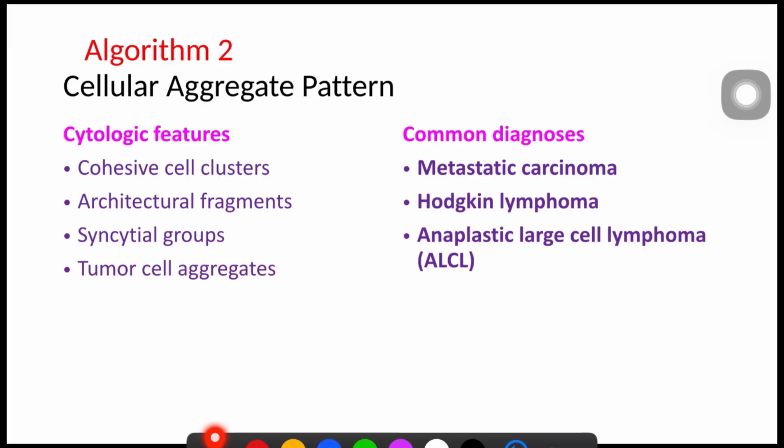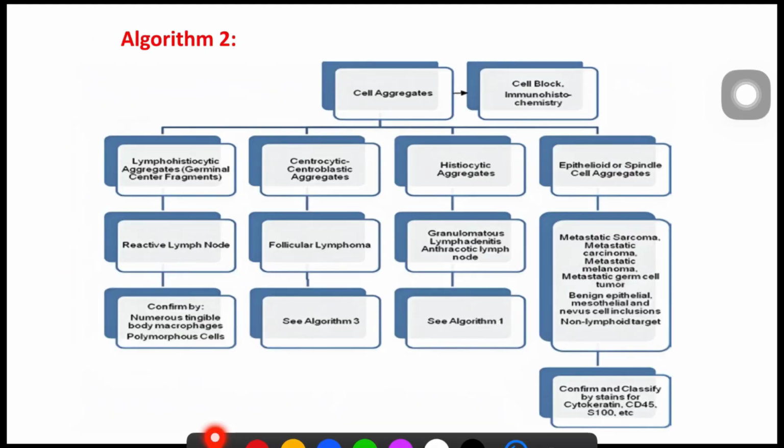Now let us see algorithm 2, where you find the cellular aggregate pattern predominantly. In cytology you will find cohesive cell clusters, architectural fragments, syncytial groups or tumor cell aggregates. Common diagnoses include metastatic carcinoma, Hodgkin's lymphoma and anaplastic large cell lymphoma, where you find aggregates in abundance. So if you find cell aggregates, try to make a cell block and go for immunohistochemistry.